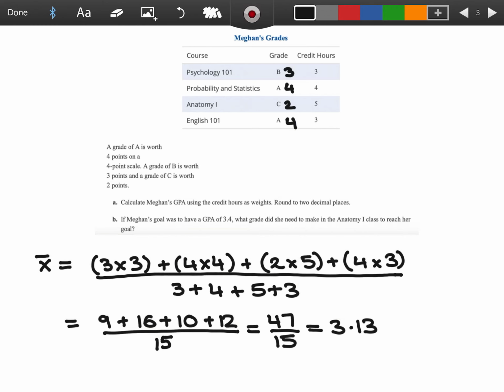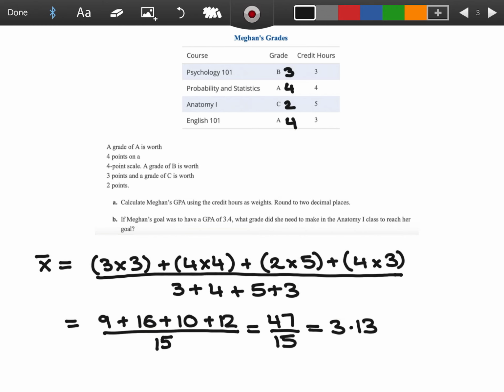Now the issue here, which you can see from her grades, is that in her Anatomy 1 class she got a C, but it was worth 5 credit hours. It was her highest weighted class. So the better she does in that class, the more it would affect her GPA, and the worse she does, the more it's going to affect her GPA negatively. She really needs to do well in that 5 credit hour class, because it's worth more than the others.